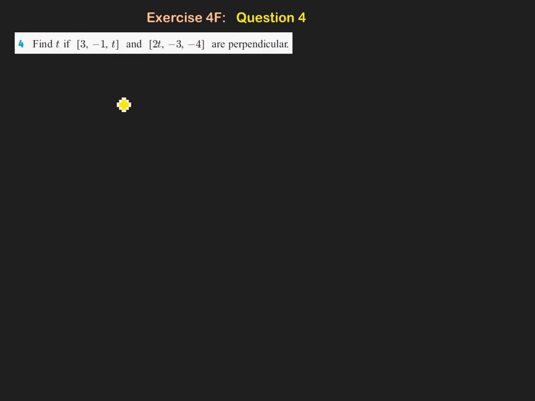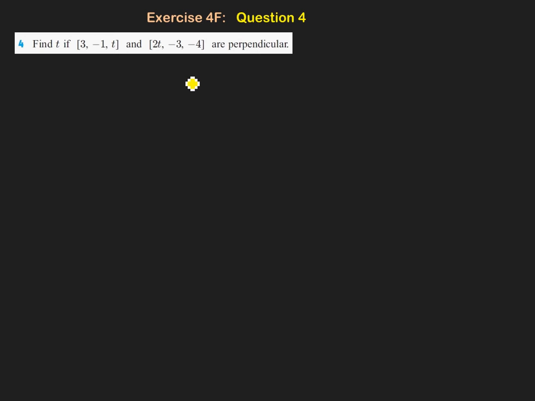Okay, so this is the second part of this section 4F, exercise 4F. Now look at a couple of questions only. First, start with question 4. Now find a value of t or values, we're not sure, if these two vectors are perpendicular. Now, so how do we resolve this?